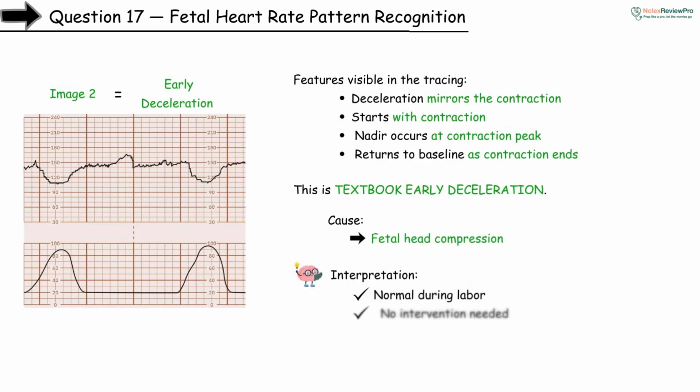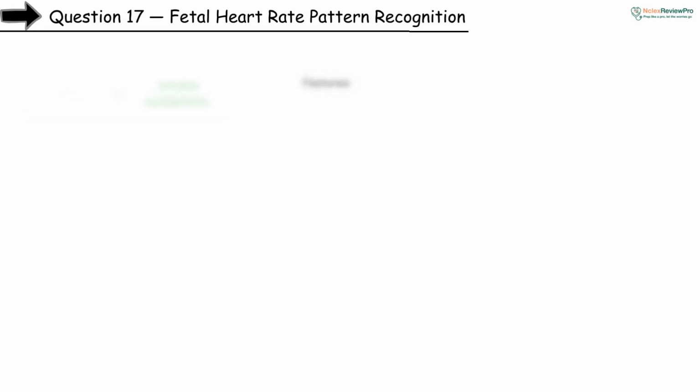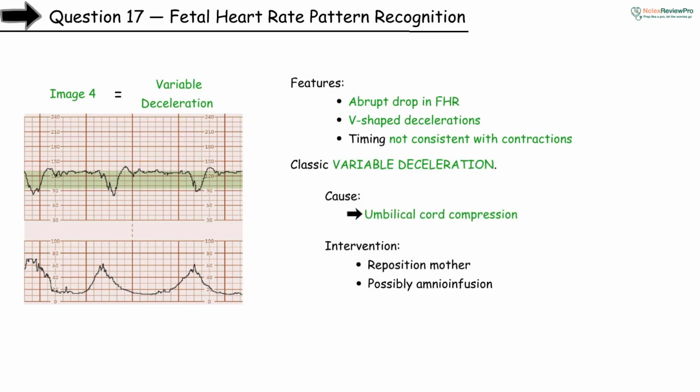Image 2 shows early decelerations. Here, the fetal heart rate drop mirrors the contraction. It starts with the contraction, hits its lowest point at the peak, and recovers as the contraction ends. This is normal in labor and does not require intervention. Cause: fetal head compression. Interpretation. Normal during labor, checkmark. No intervention needed. Image 4 shows variable decelerations.